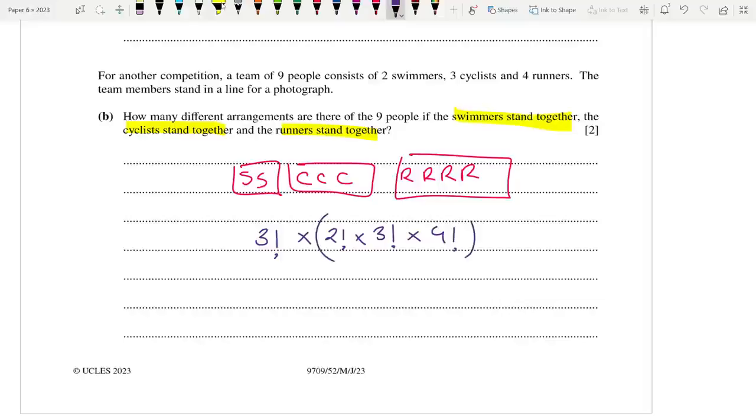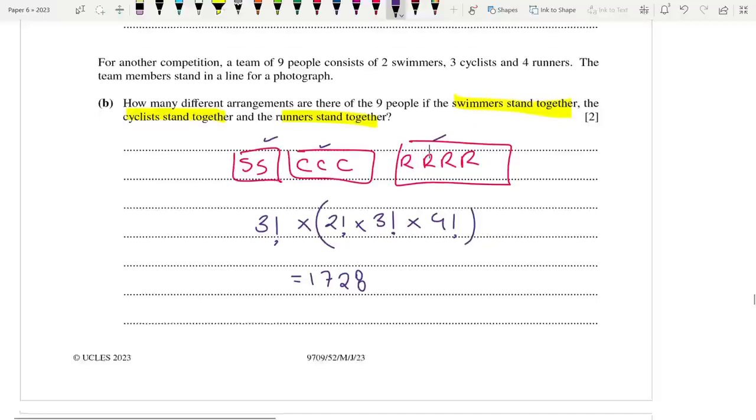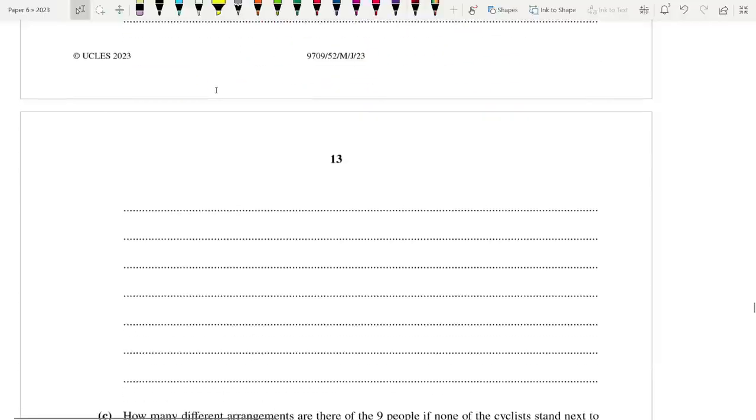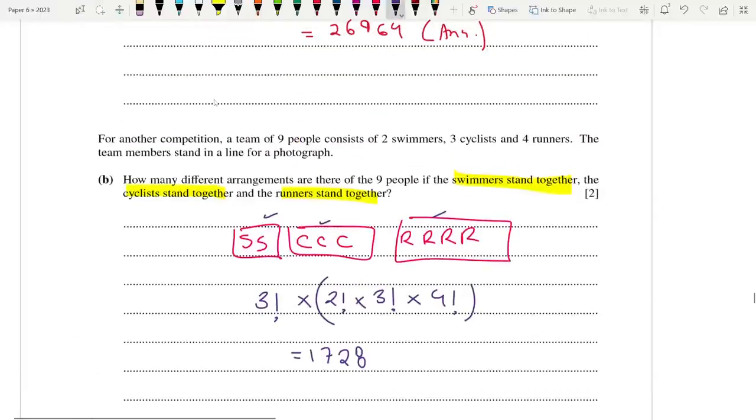So 2 factorial into 3 factorial into 4 factorial into 3 factorial, which is 1728. That's the basic gist. For 3 units, 3 factorial, and for each interchanging within each unit, we have 2, 3, and 4 factorial. Okay, that is your answer.